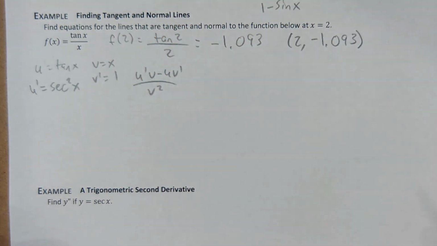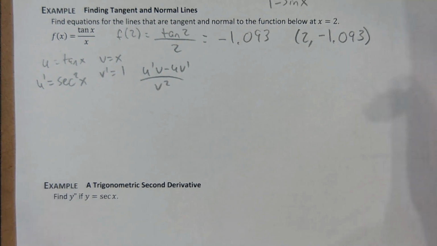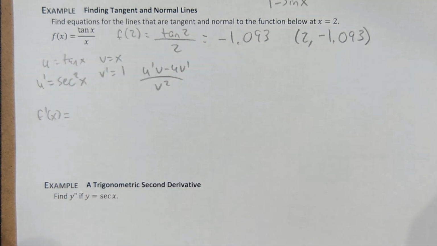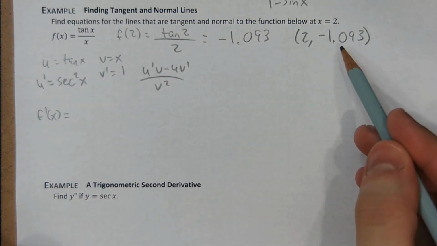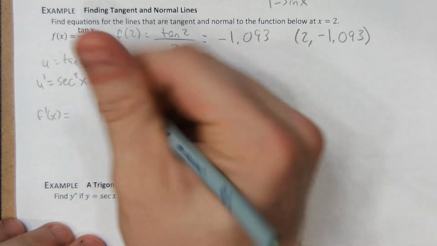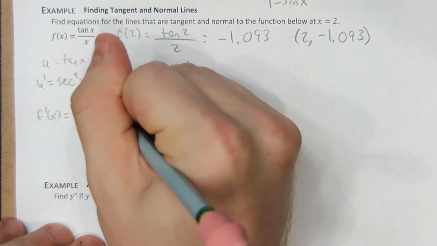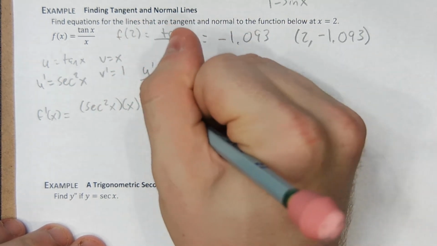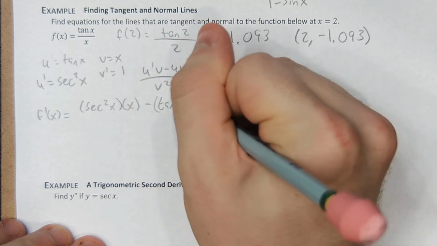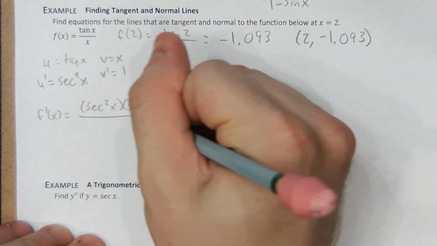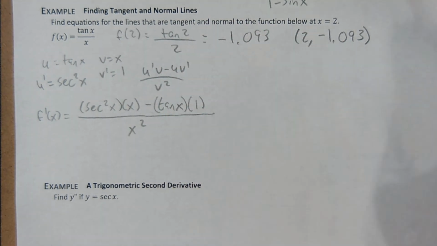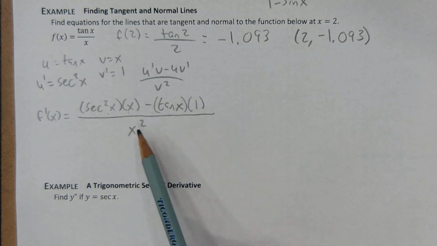You're going to be so sick and tired of hearing the words quotient rule. We've used it so many times already. All right, let's fill her out. F prime of x, which we're going to use to find our slope of our tangent and normal lines, is u prime v minus u v prime, which is just 1, all over v squared. And you just have to plug a 2 into this. So you plug in a 2 there, there, and there, and there.